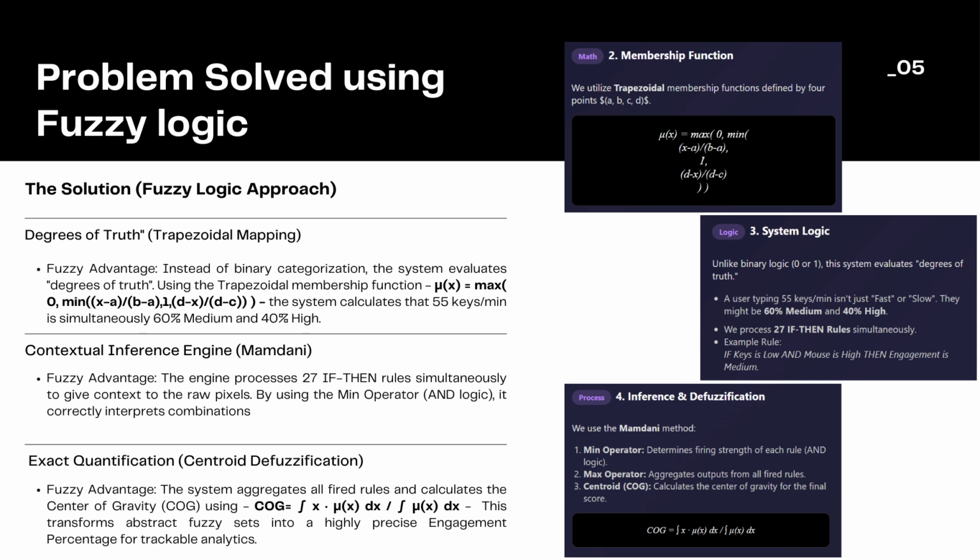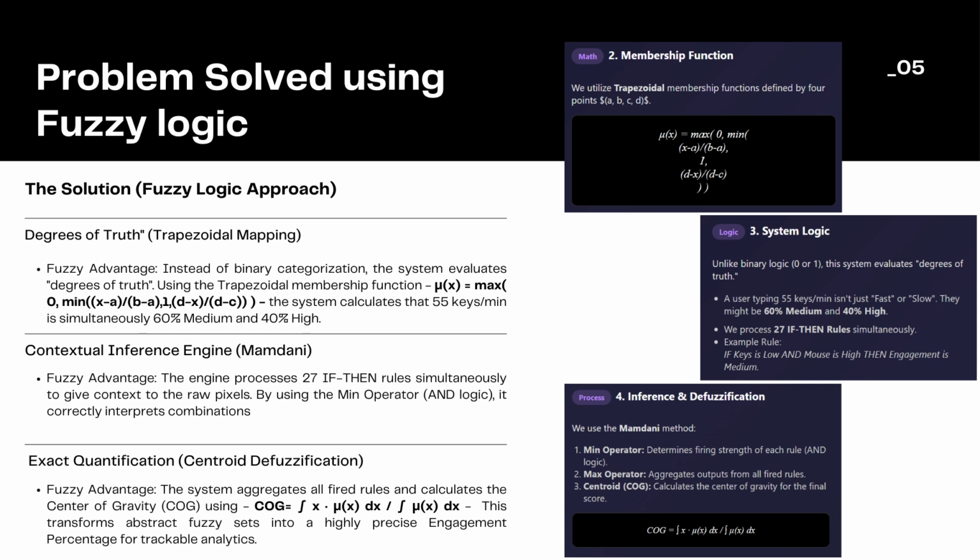And get this, it processes 27 different if-then rules all at once to figure out what a user is doing. It uses what's called the min operator, which is basically just a really strict "and" to connect the dots. So if your keystrokes are low and your mouse movement is high, it knows your engagement is probably medium. But all that's still a bit fuzzy, right?